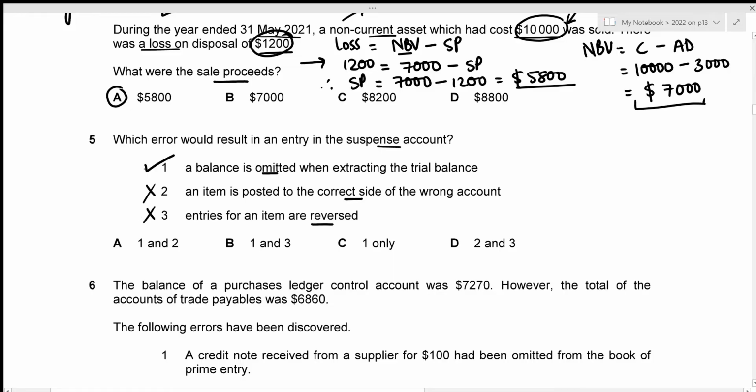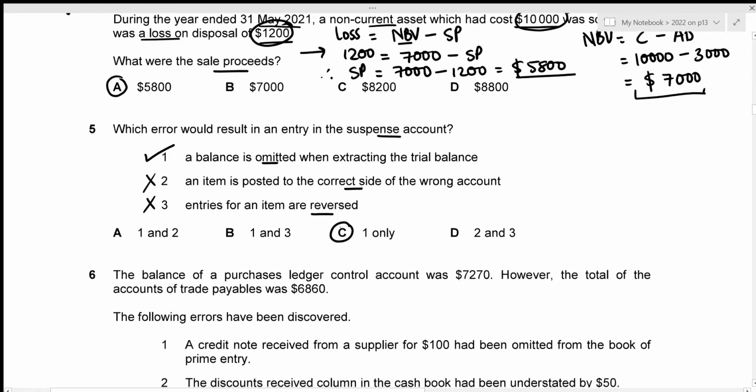The correct one is 1 only, which is given in option C. This concludes the fifth question. We can now move towards the sixth one.